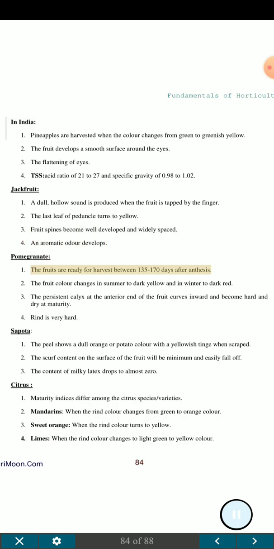Pomegranate. 1. The fruits are ready for harvest between 135 to 170 days after anthesis. 2. The fruit color changes in summer to dark yellow and in winter to dark red. 3. The persistent calyx at the anterior end of the fruit curves inward and becomes hard and dry at maturity. 4. Rind is very hard.